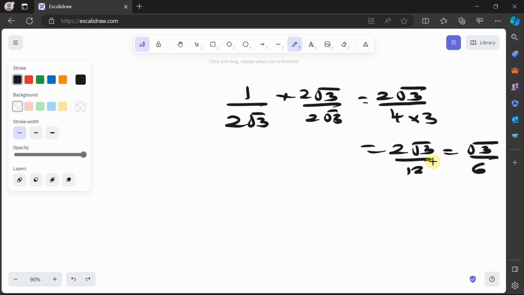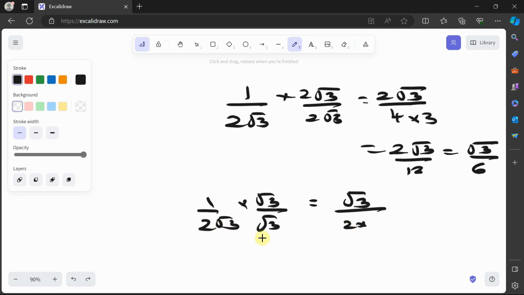Now let's try with only the root 3. That would be like saying 1 over 2 root 3, multiplying the numerator and denominator by, instead of 2 root 3, just root 3 all over root 3. So 1 times root 3 is root 3. 2 times, of course, there is nothing here, but we can assume there is a 1 there. And 2 times 1 will give me 2, times root 3 times root 3, which will give me 3. So it's like saying root 3 all over 2 times 3, which is 6.